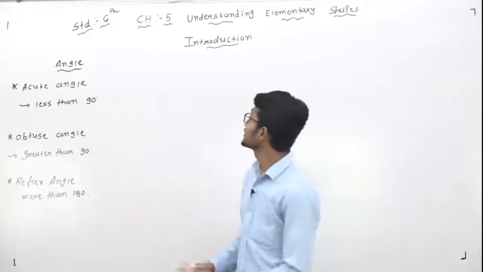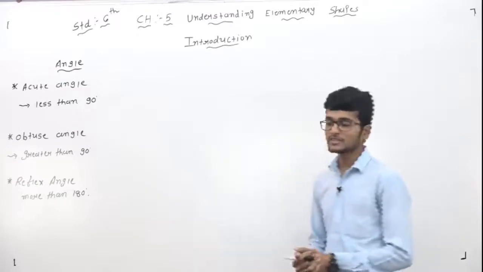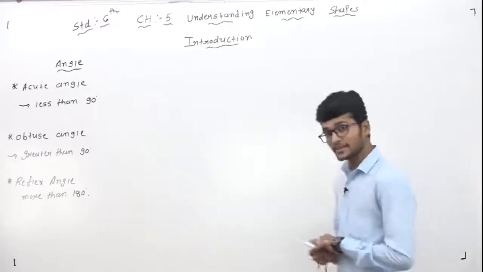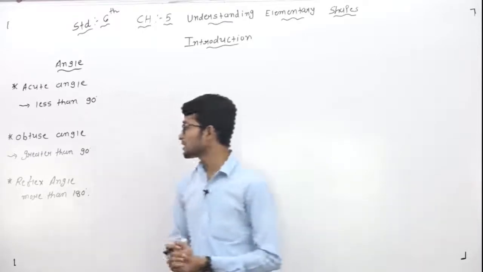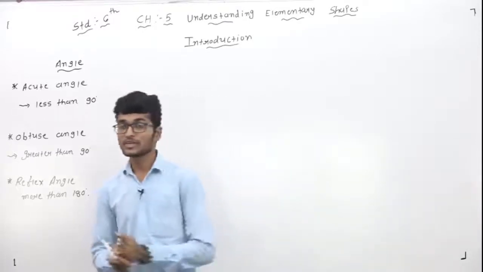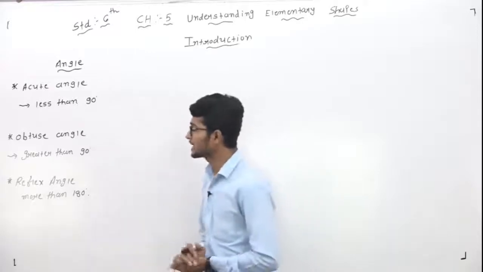Students, now to continue chapter number 5, our introductions. Start again with the angles. So in these angles: acute angles, obtuse angles and reflex angles. Now we discuss these three types of angles.